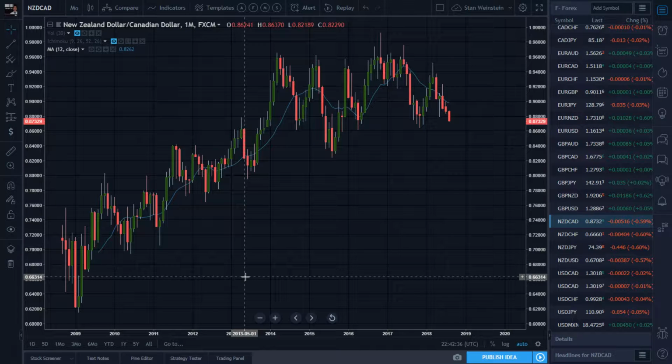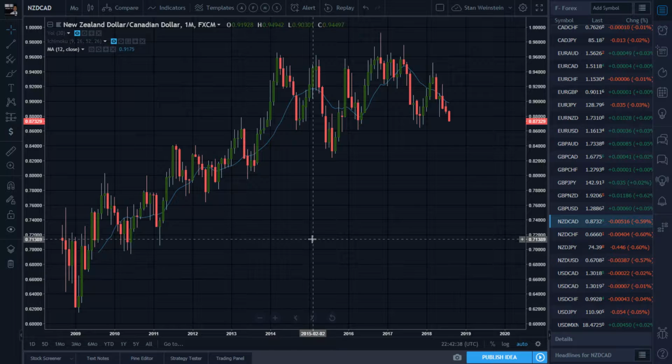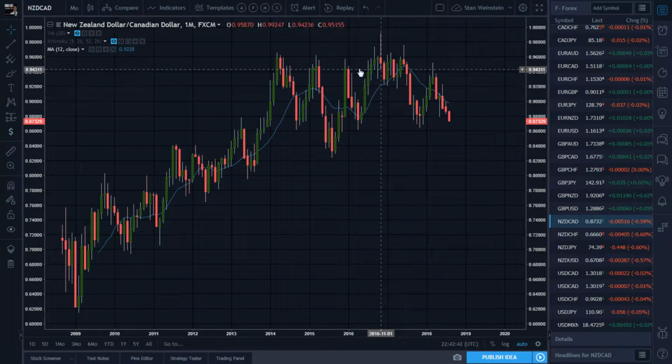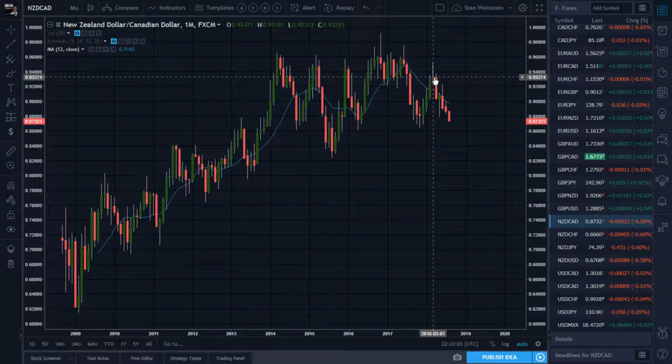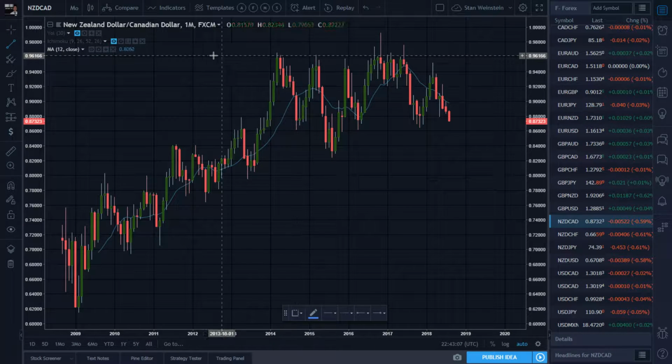This time New Zealand versus the Canadian dollar. Applying my chart trading framework on the monthly trend, on the monthly candle chart, and applying Stan Weinstein stage analysis on the weekly, trying to get some harmony between those two time frames and see if we get a possible play here, guys. So New Zealand, the Kiwi, versus the Loonie on the monthly looks like a top.